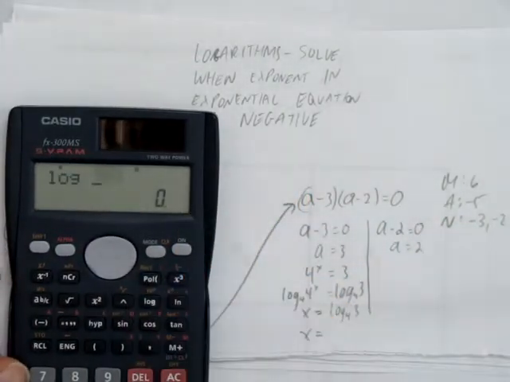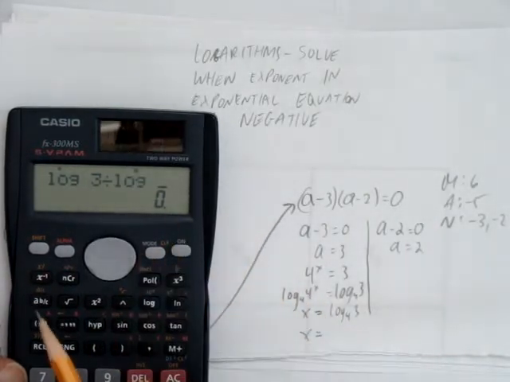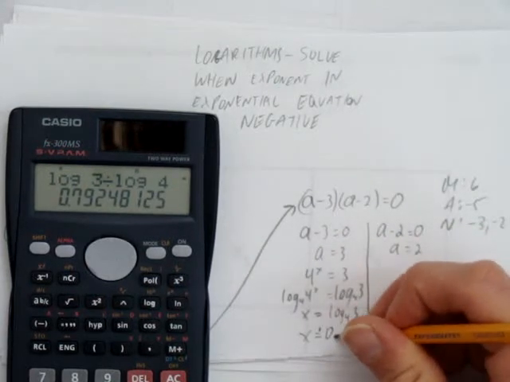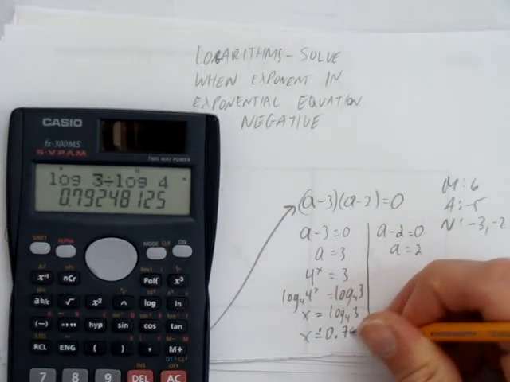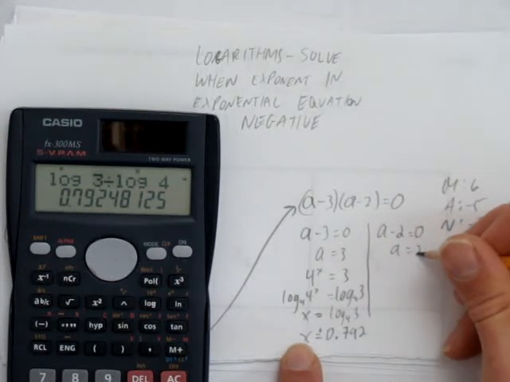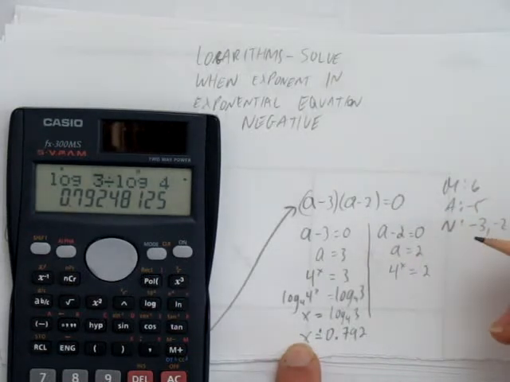So what's log of 3 divided by log of 4? I'll round to 3 decimals. x is approximately 0.792. And on this side, a equals 2, but that's not the whole story. It's really 4 to the power of x equals 2.